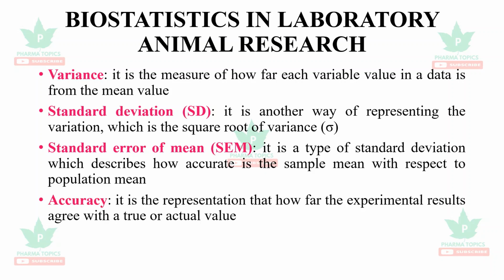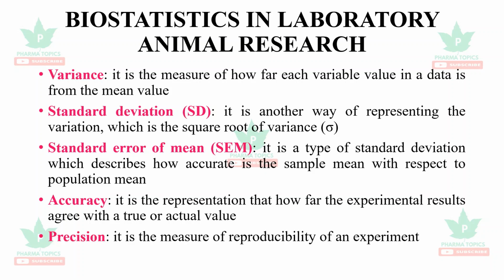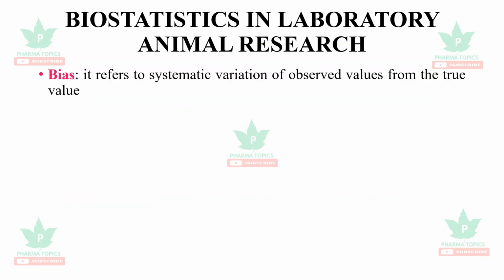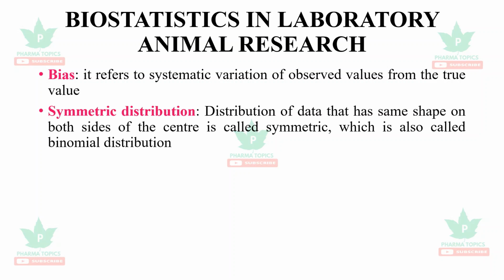Accuracy, it is the representation of how far the experimental results agree with the true or actual value. Precision, it is the measure of reproducibility of an experiment. Bias, it refers to the systematic variation of observed values from the true value. Symmetric distribution, that is the distribution of data that has the same shape on both sides of the center, is called symmetric, which is also called binomial distribution.